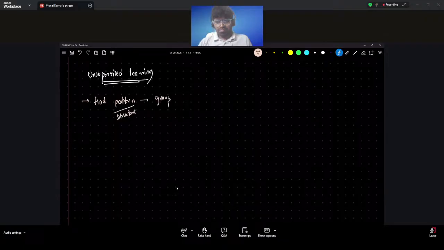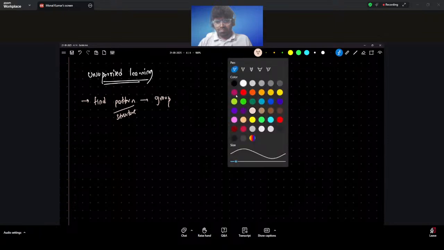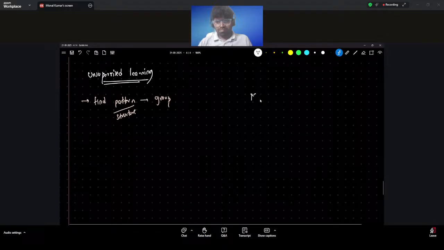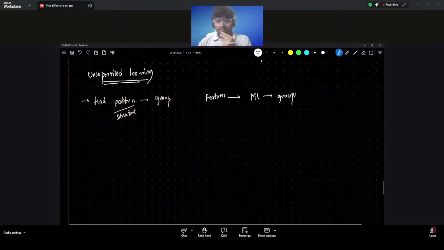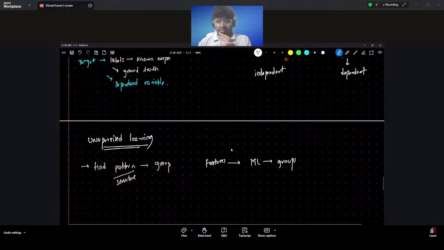Create groups of data. In unsupervised learning, this is a machine learning model. We only pass features. Machine learning will create groups.